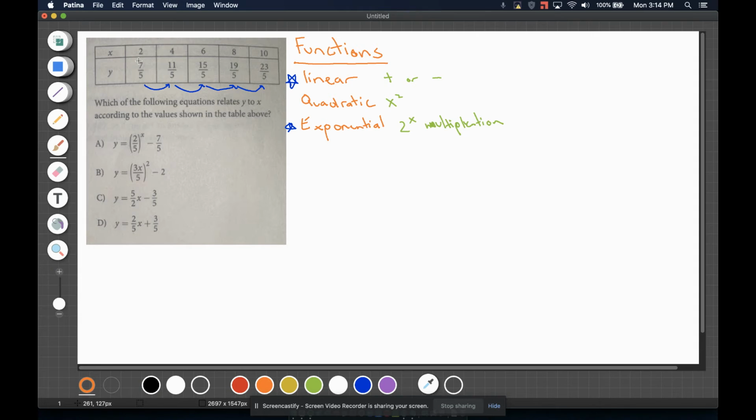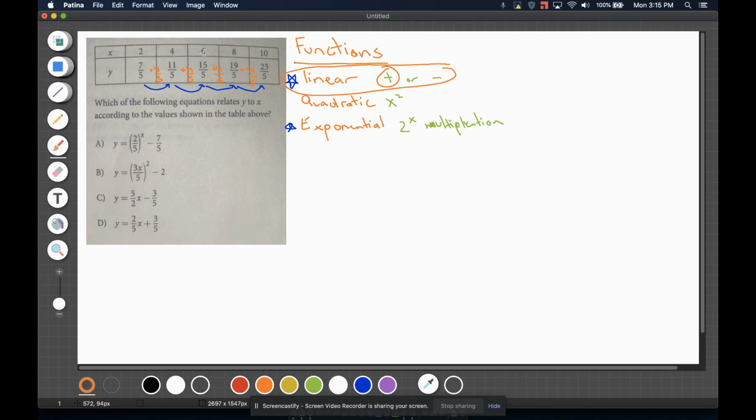So from 7/5 to 11/5, well, 7, 8, 9, 10, 11, so that's 4. So if you added 4/5, right, you would get 11/5. And then what happens here from 11/5 to 15/5? Well, if you added 4/5, you get 15. And it keeps going, right? 4/5. What pattern was that? Was that linear, quadratic, exponential? Well, it's linear. Why? Because it's adding. It's adding the same thing every single time. So we know that we're talking about linear.